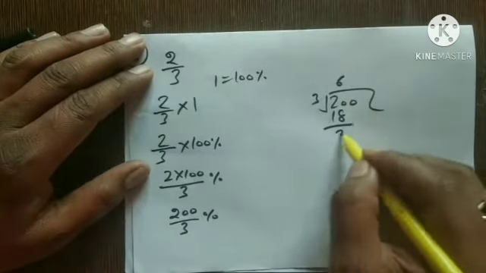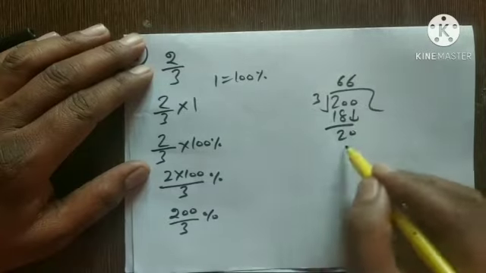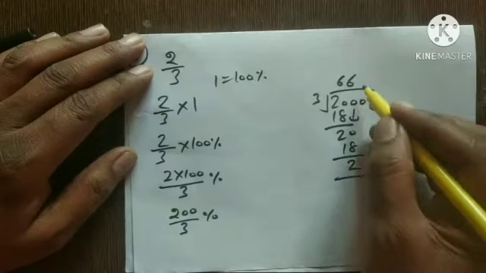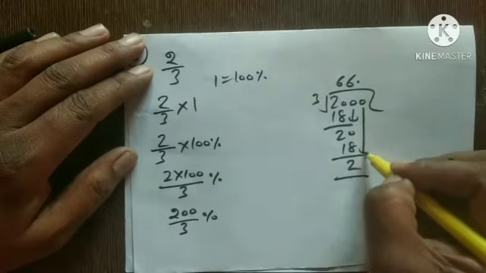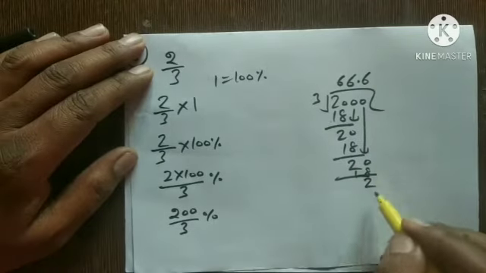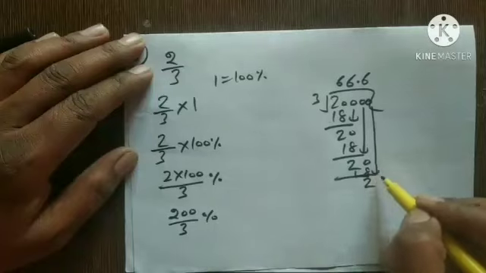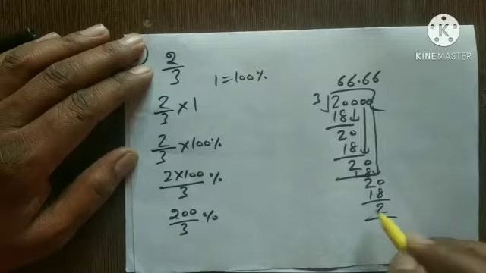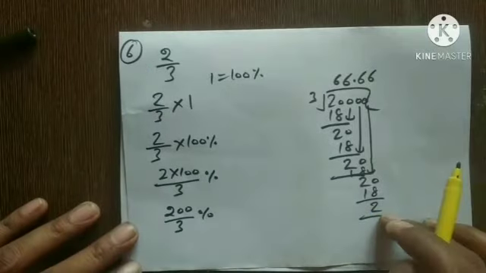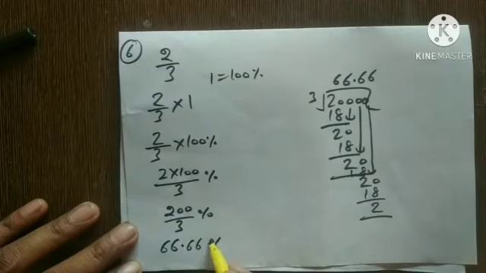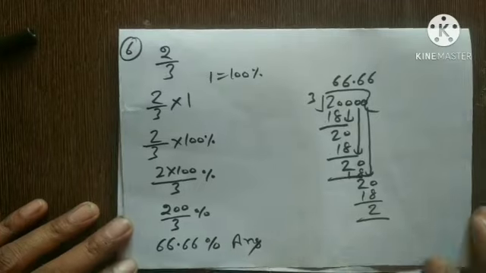6 3s are 18, 2 and 0. 6 3s are 18 and the remainder is 2. Again you will see that if you mark 0, then you will get decimal. Now 6 3s are 18. Again 2. And if you again mark 0, take it here, and 6 3s are 18. So again the remainder is 2, 2 and so on. So I will write this equal to 66.66%. So this is the final answer.